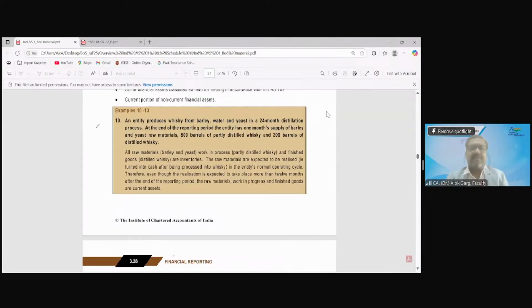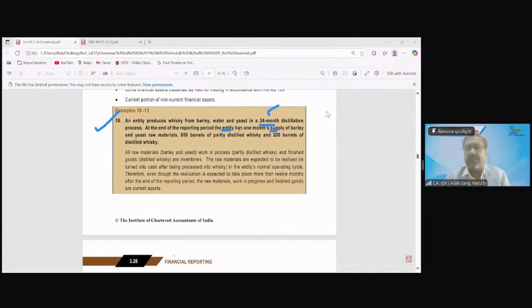This example is on operating cycle. An entity produces whiskey from barley, water, and yeast in a 24-month distillation process. So this company is into the manufacturing of whiskey, right? So 24 months, they are taking 2 years on the distillation process. They are using grapes, water, yeast, barley, and it takes 24 months to manufacture whiskey.